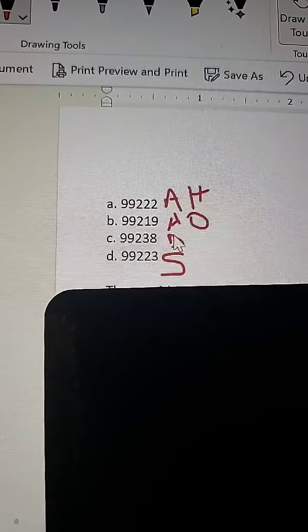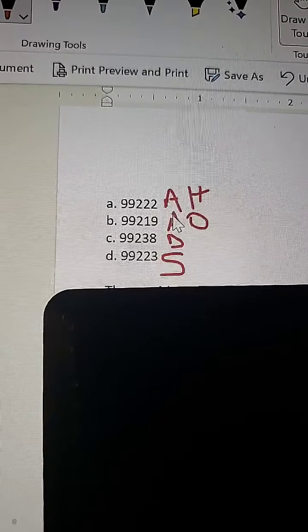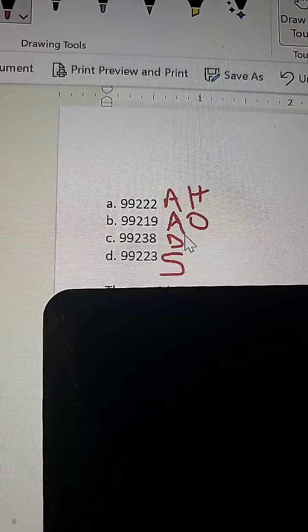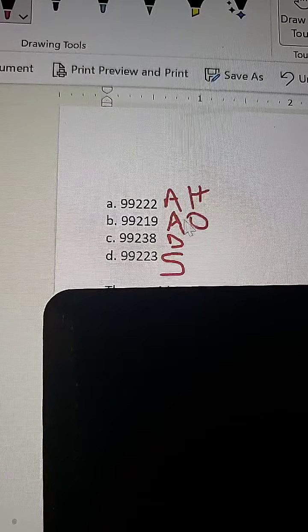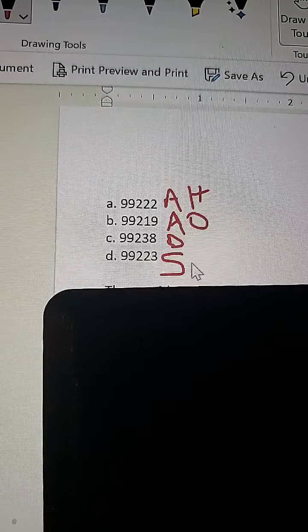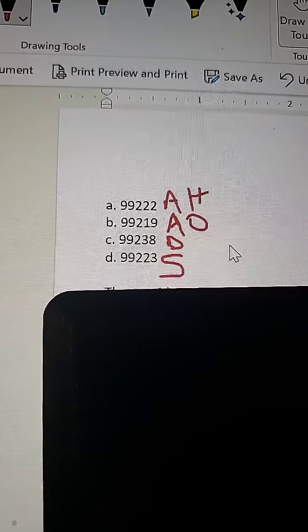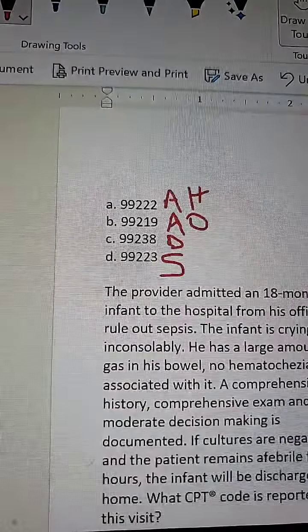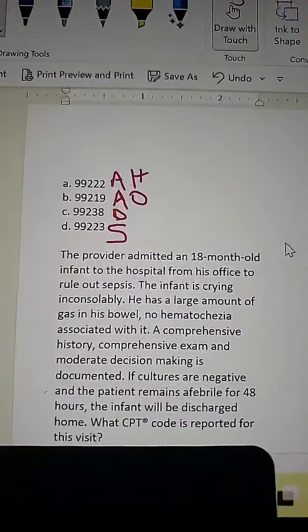So I'm going to let y'all look at the question. I've already defined all the codes for you. Y'all just need to decide, are you admitting them to the hospital, admitting them to the observation, discharging them from the hospital, or visiting them for a subsequent visit? You guys tell me what's going on with this patient.